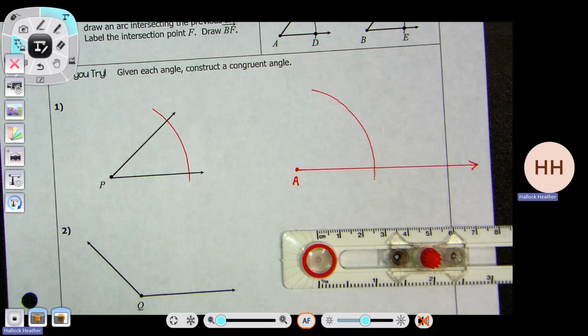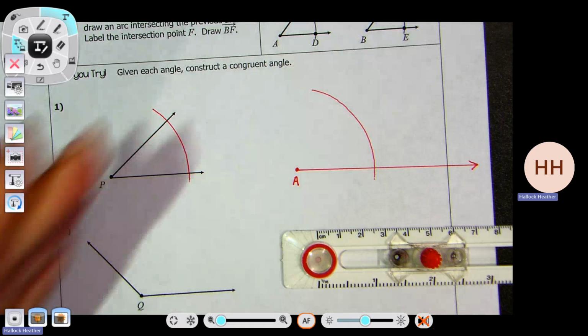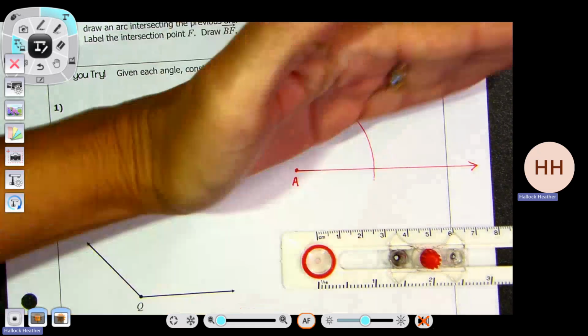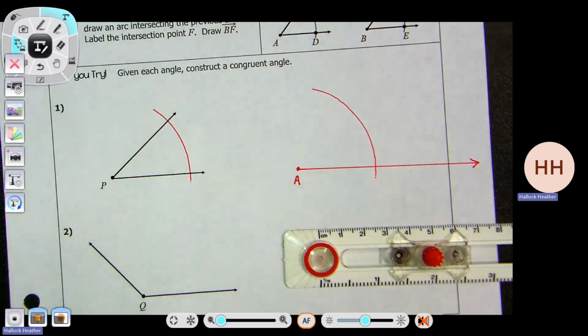Yep, draw the arc. No, we don't just draw our line, because we need to figure out exactly how wide it is. You can't just draw a line from here because you might make it like a right angle, or you might make it super small. The whole point of this is it has to be exact. So the next step is what everybody forgets.